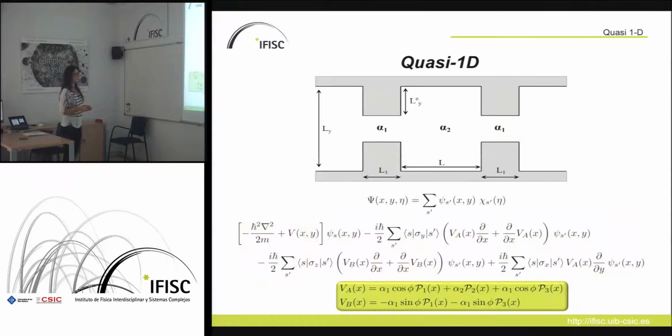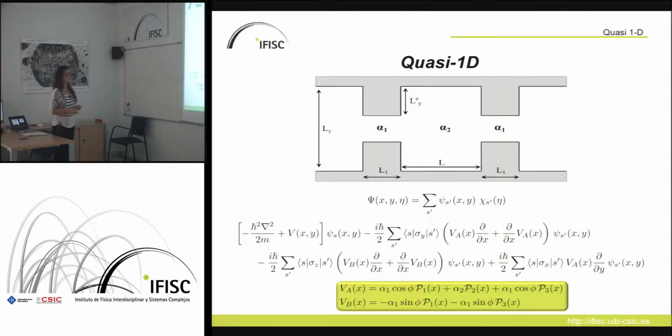Here, VA and VB are these two formulas in which VA contains the Z component of the Rashba field in each region. This is the Z component of the Rashba field in the first QPC, in the center region, and in the second QPC. This component is only different to 0 when phi is different to pi half. VB contains the y direction of the Rashba component, and we only have it in the first and in the second QPC.